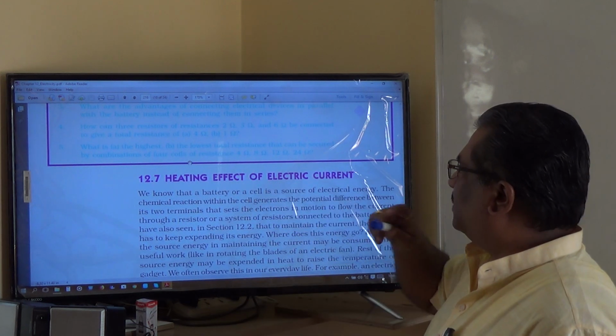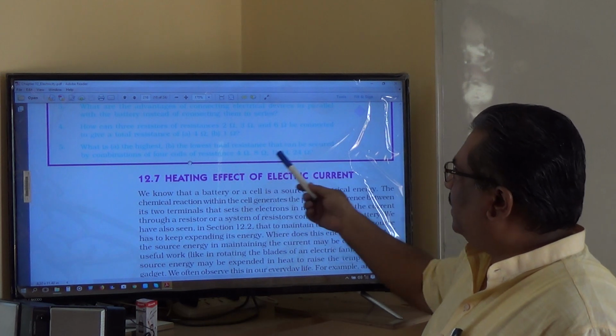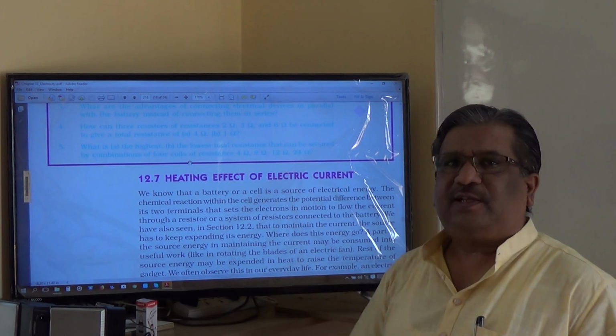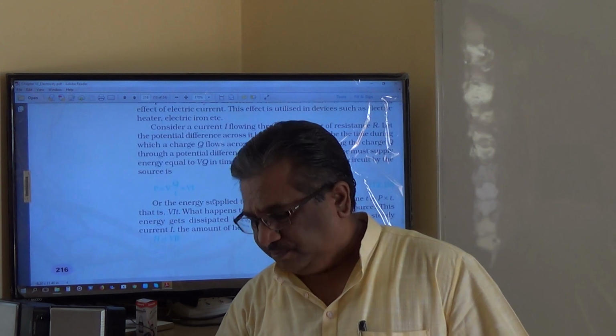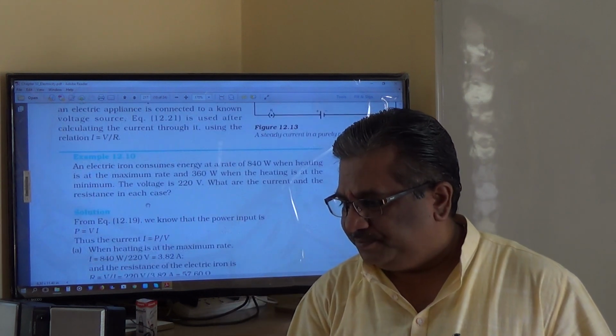How to get the lowest resistance? When I connect all these in parallel combination, I get the lowest resistance, which will be smaller than 4. That is the answer for that. So let's go to the next one.